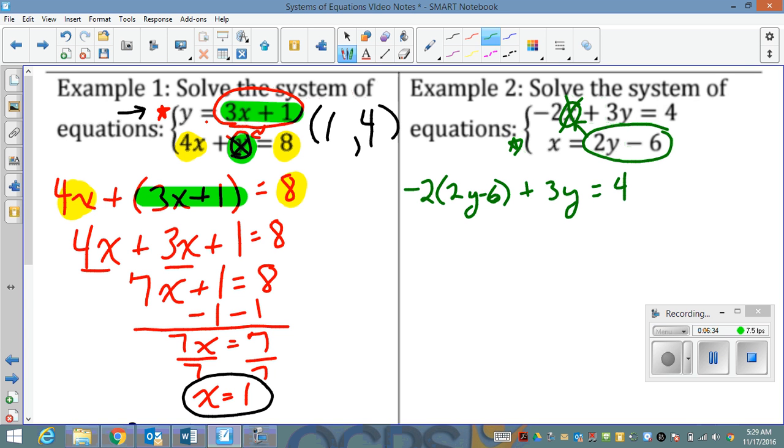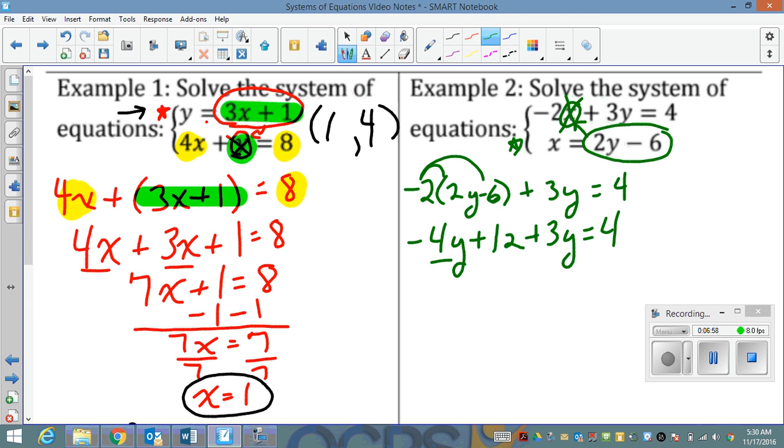So I'm into step 3 where I'm solving the equation. Notice I only have y's now, so I can just solve like normal. I do need to distribute though. So I'm going to go negative 4y plus 12 plus 3y equals 4.